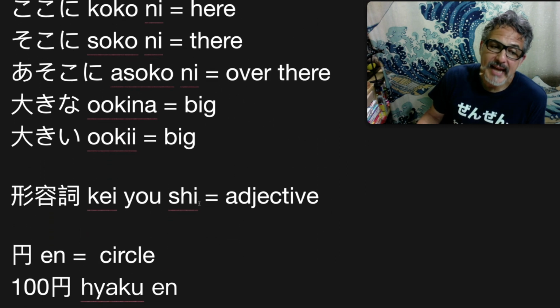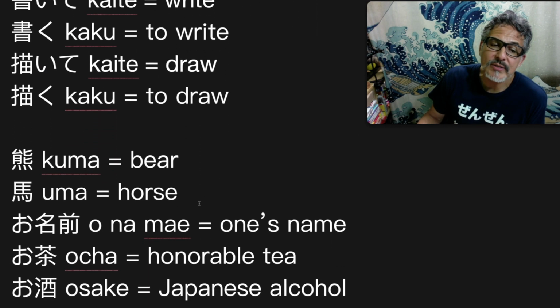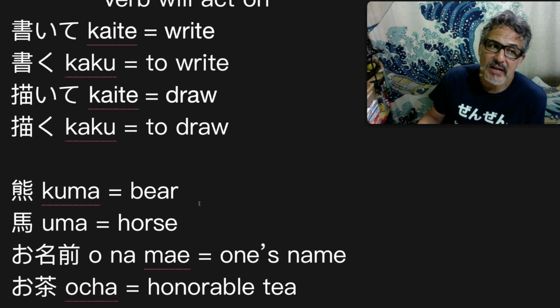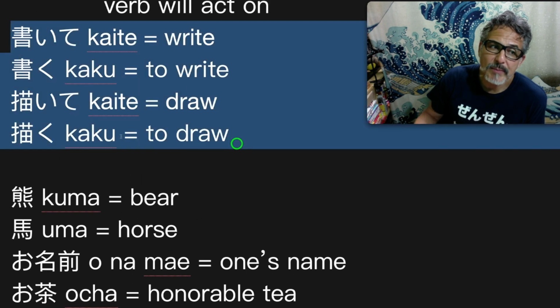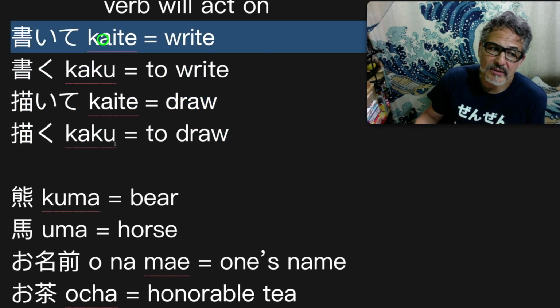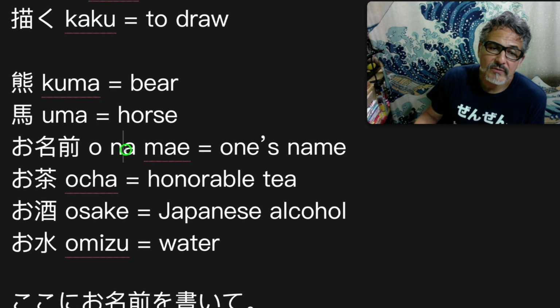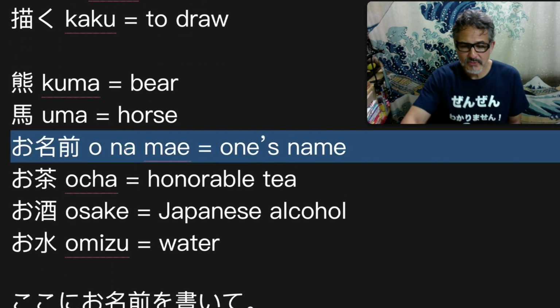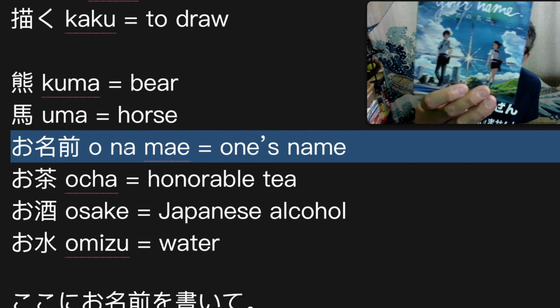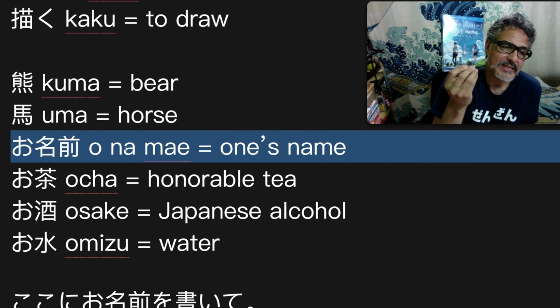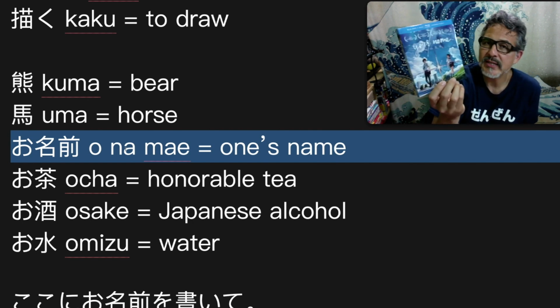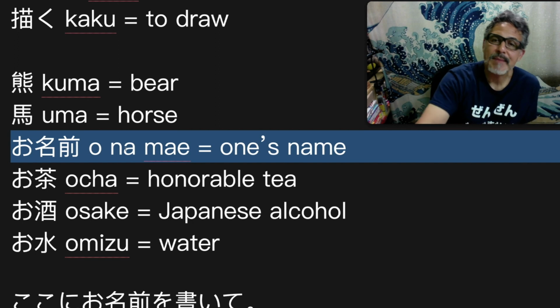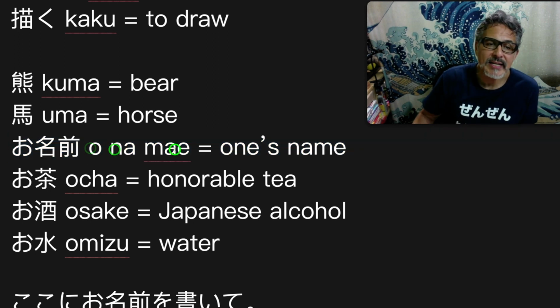Okay. Now, if we wanted to write your name, we would replace the kaku with the proper kaku, not the draw kaku, but the right kaku. And for the word for name, you might think is na, because of this movie, Kimi no Na. And that is one way to say name, but the more common way is namae. And here you see we have an O, because this is the honorable O.